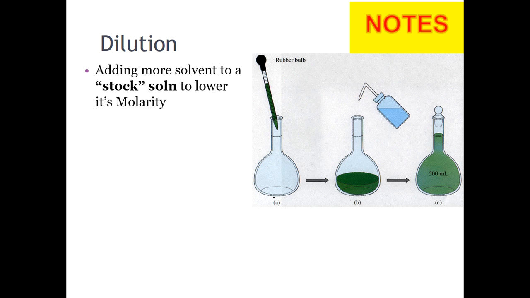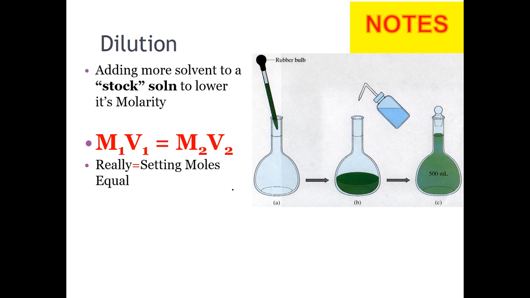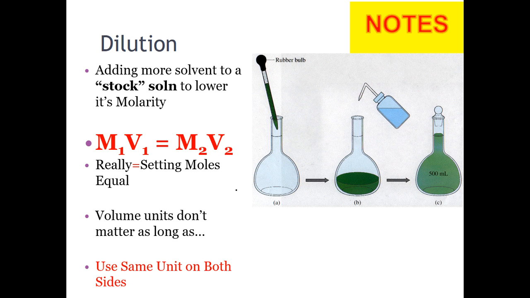A dilution is simple. It's when you're adding more solvent to a stock solution to lower its molarity. You're watering it down. So you always, of course, are going to use this formula. It's M1V1, the molarity and the volume before, and they are, of course, next to each other because they are indirectly related. They're inverses of each other, is equal to M2V2. Now, the cool thing about this is what you're really doing here is you're setting the moles equal. It's all about the moles, right? So the volume units don't actually matter as long as the units are the same on both sides.